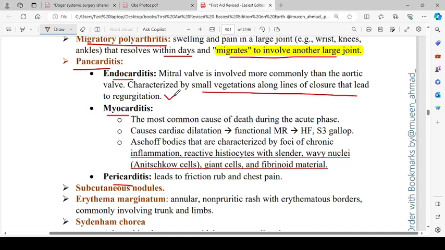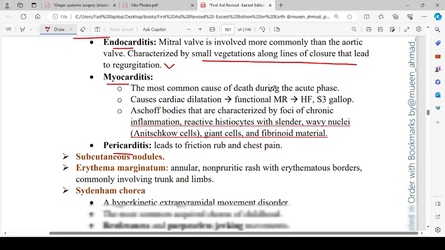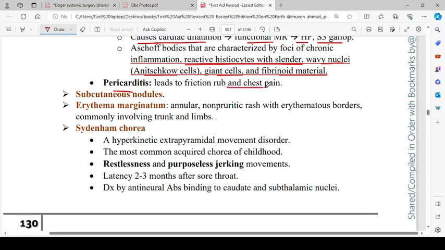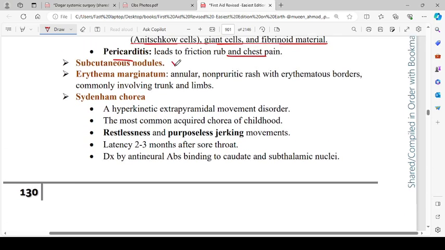that leads to regurgitation. Myocarditis is the most common cause of death during the acute phase. Causes cardiac dilation. Functional mitral regurgitation will lead to heart failure and S3 gallop. Aschoff bodies that are characterized by the foci of chronic inflammation, reactive histiocytes with slender wavy nuclei, giant cells, and fibrinoid material. Pericarditis leads to friction rub and chest pain. Then we have subcutaneous nodules.